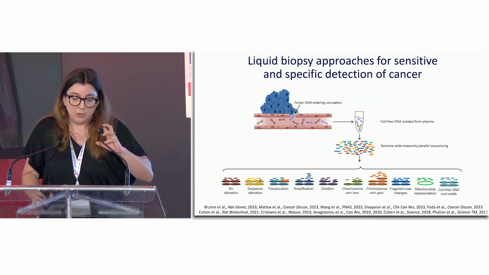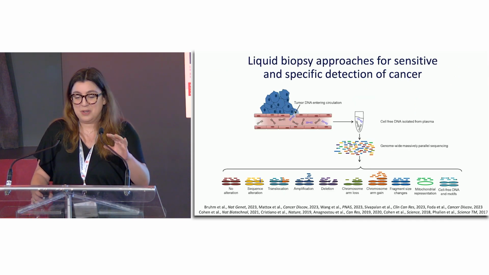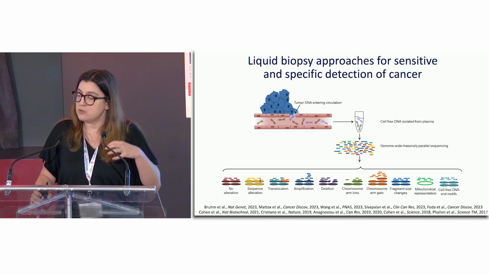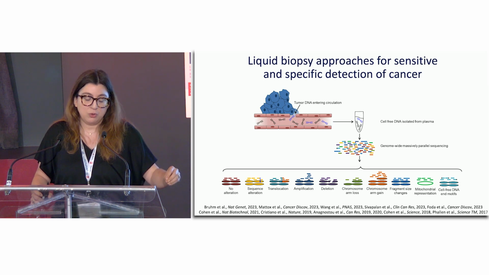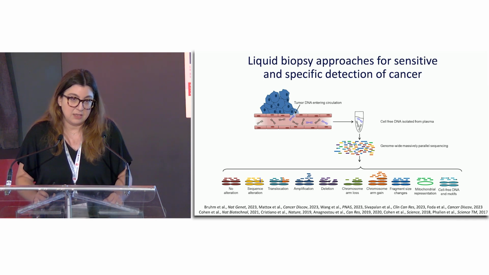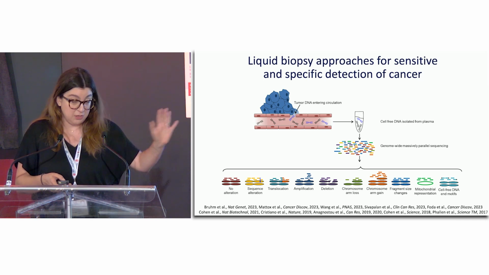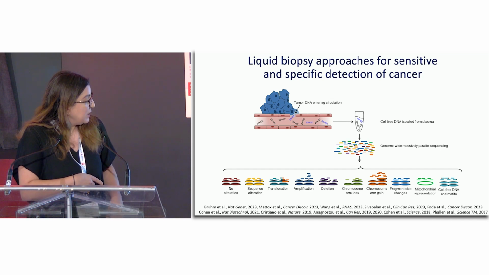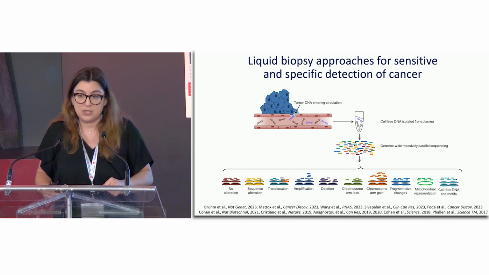Before we get into this, I just wanted to start by reviewing the compendium of alterations that are detected in blood. There are a number of DNA-derived alterations that can be detected in the circulation. They are all listed here, but for the purpose of the talk today, I'm going to be discussing sequence alterations for the most part.